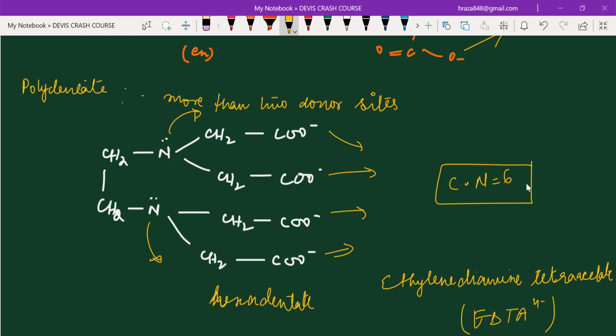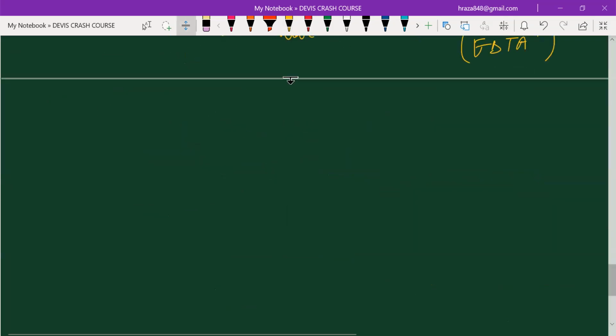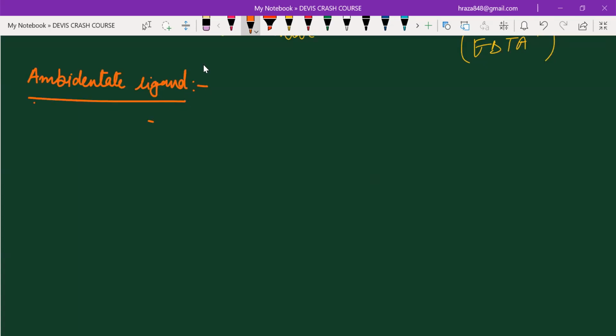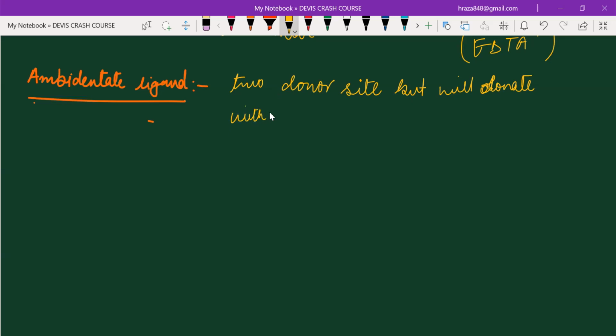Very good. Can you change the slide? Now come to the next point, which is part of denticity, and that is called ambidentate ligand. Do you know what an ambidentate ligand is? It can donate from two sides, right? Two donor sites. So why doesn't it come under didentate? Because it will donate with one side only at a time.